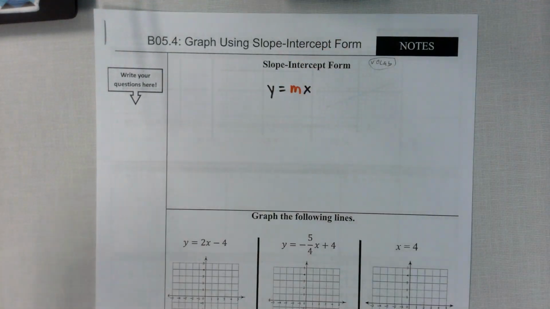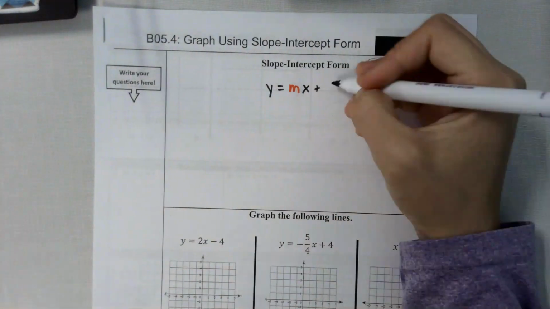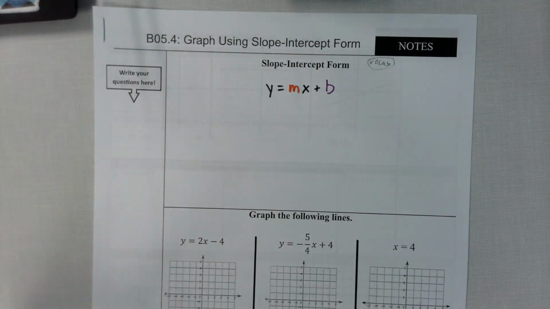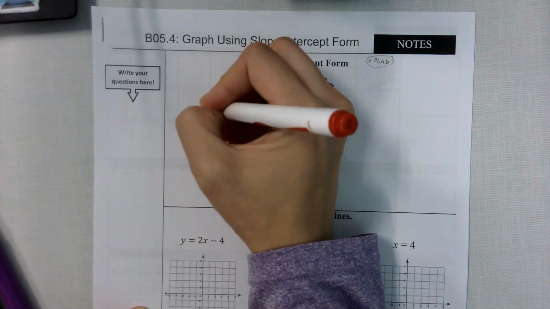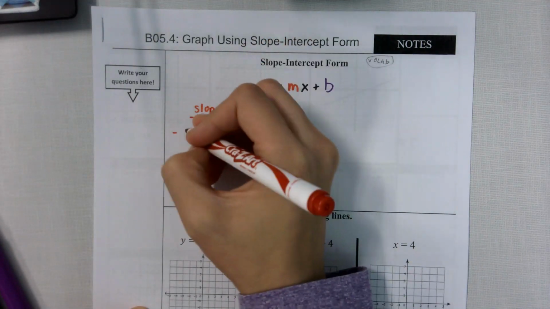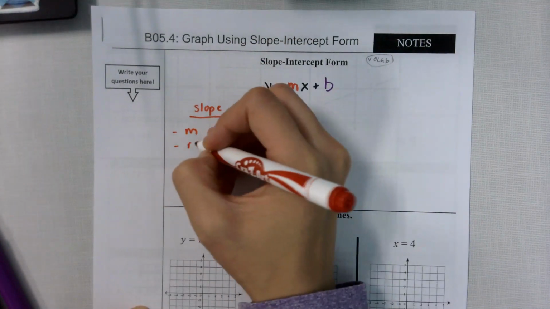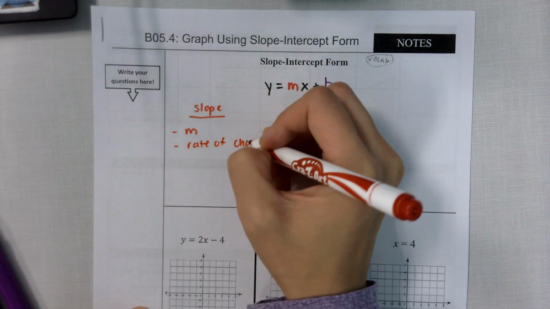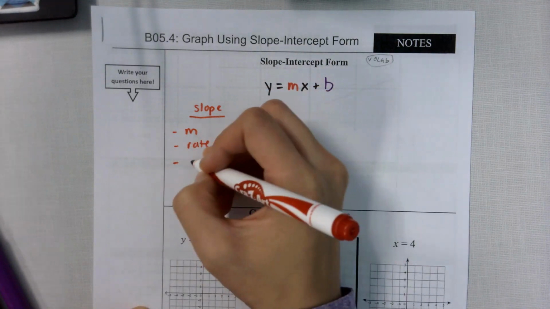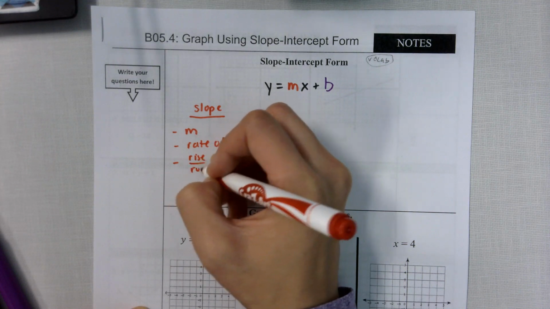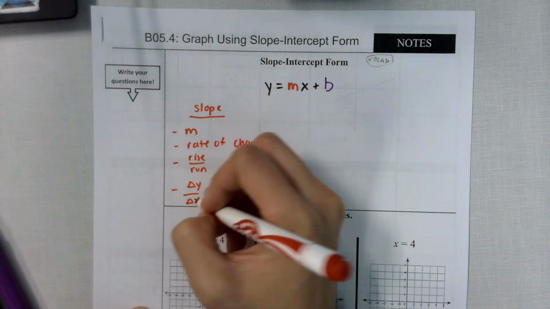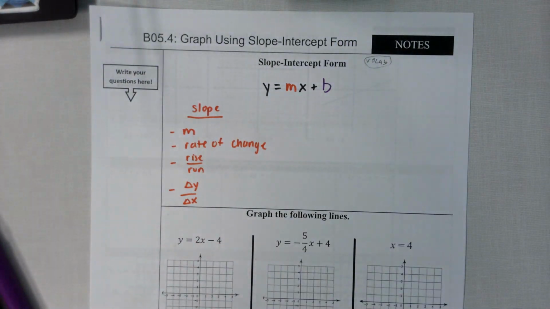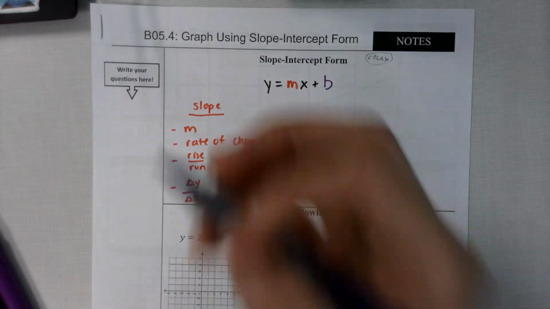And I'm just going to use different colors so that we really differentiate the parts of this problem. Okay, so let's start with slope. It's represented by m. It's also called the rate of change, a vocab term. We can think of rise over run. We can also think of change in y over change in x, delta y over delta x. This is from the previous lesson.